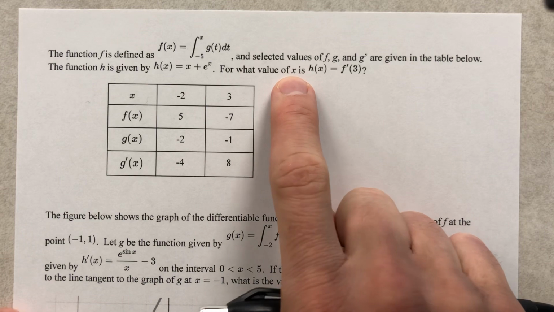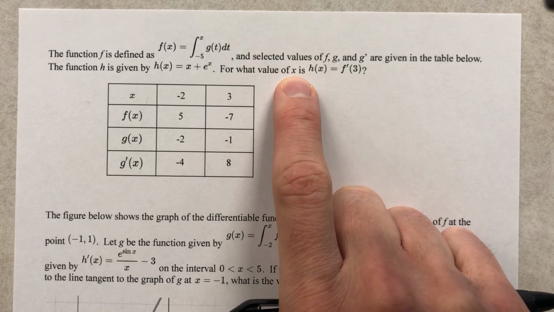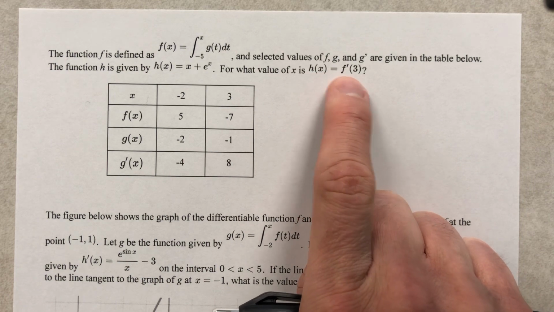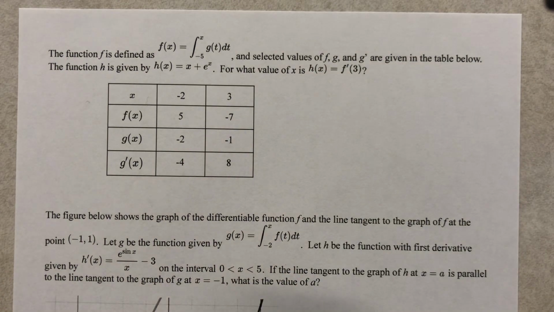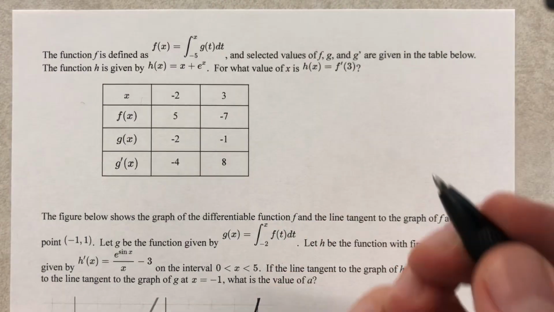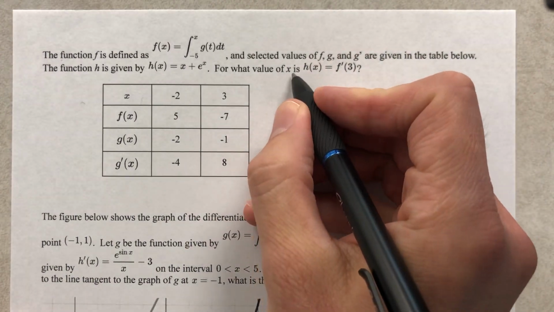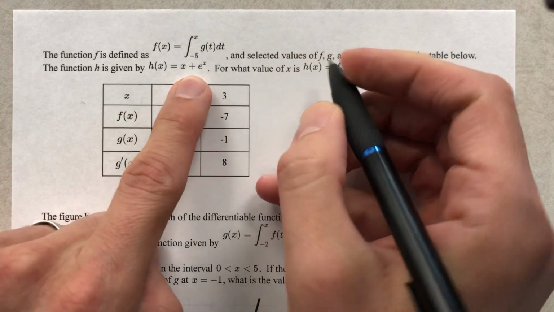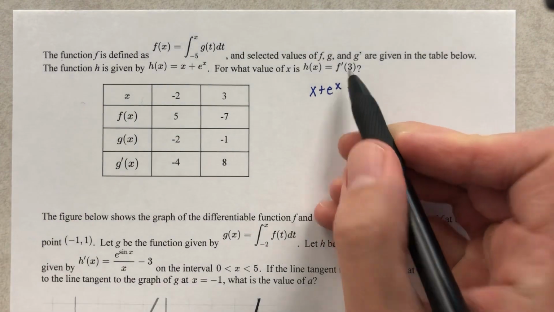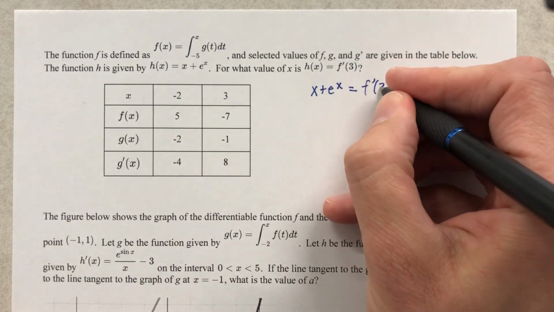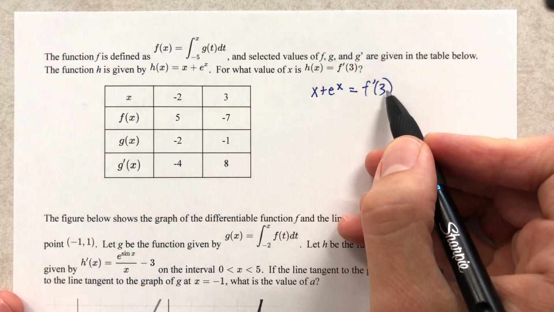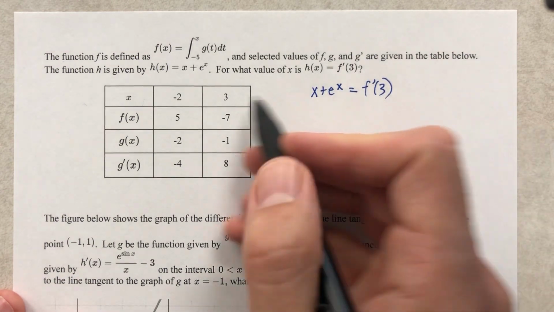For what value of x? Okay, final answer will be x equals something. Is h of x equal to f prime of 3? Here's what goes through my head. I'm going to have to solve an equation for h of x, and it had better equal f prime of 3. Okay? Great.